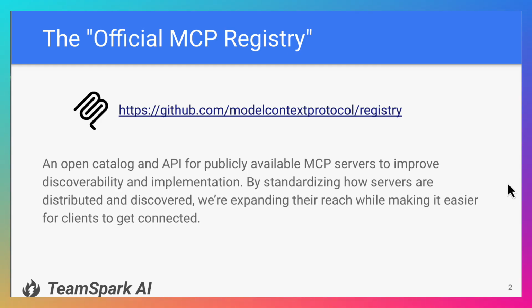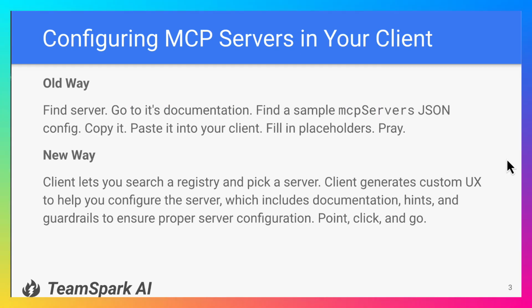As these become adopted more broadly, the old way is essentially you find an MCP server somewhere on an official page, in a registry of some kind, or get a GitHub repo. You go to the documentation, you find a sample MCP server's JSON configuration, you copy it, you paste it into your client, you fill in the placeholders and hope you've figured out how to configure it correctly, and you pray and you push the button.